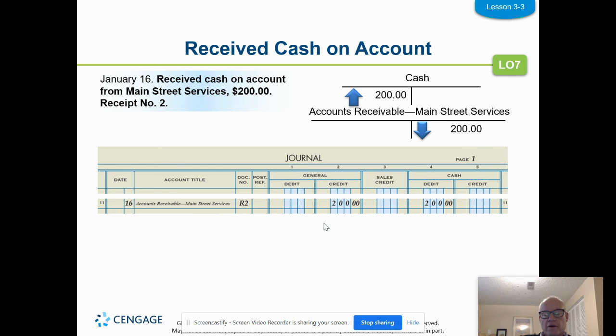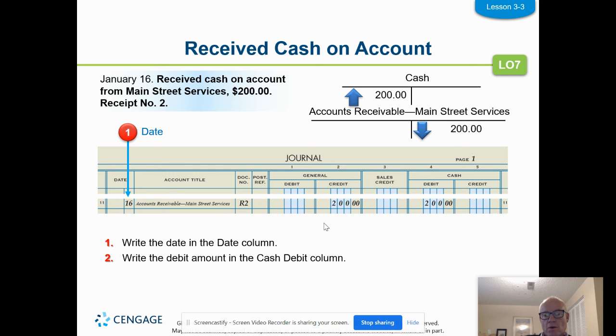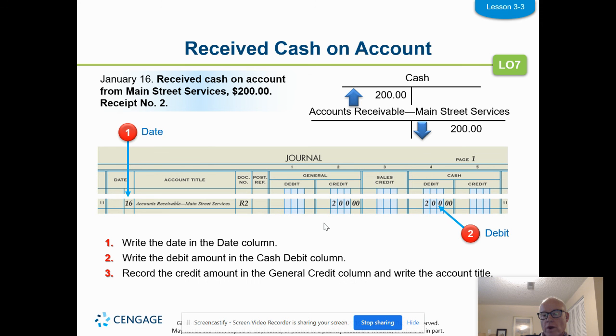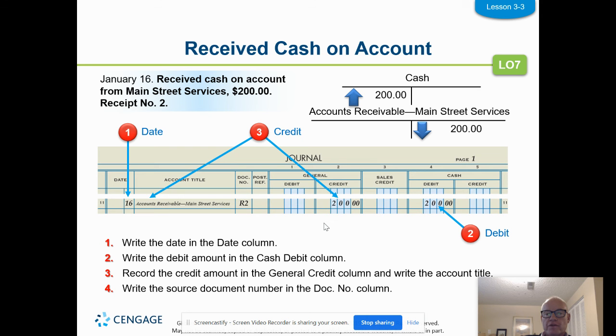Looks like this on our multi-column journal. Write the date in the date column. Write the debit amount in the cash debit column. Write the credit amount in the general credit column. And write the account title, accounts receivable, Main Street Services, here. Source document is receipt number 2.